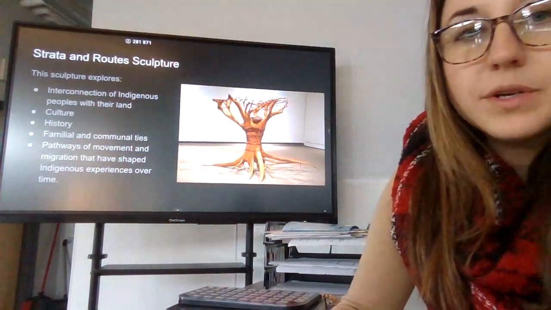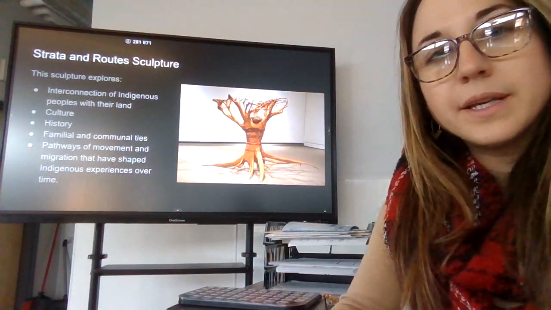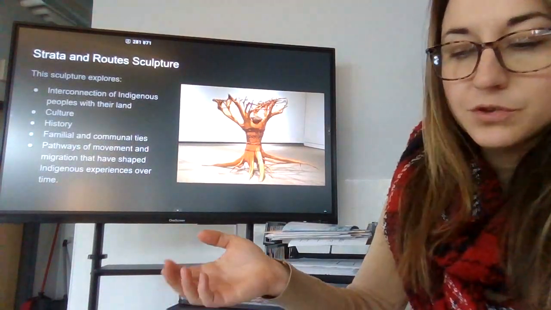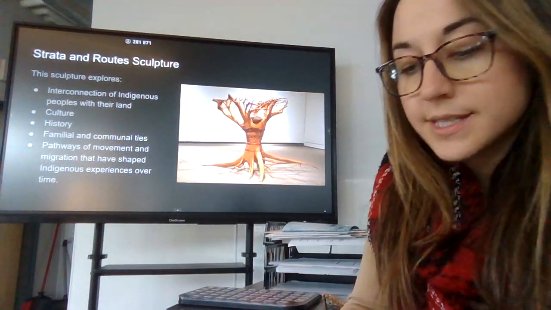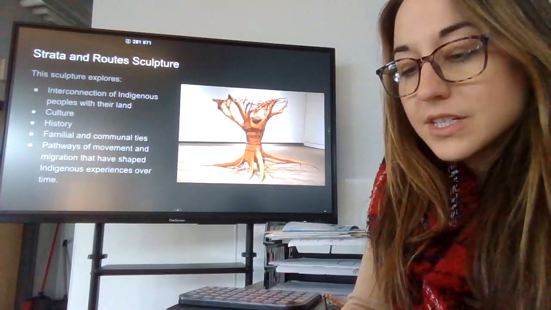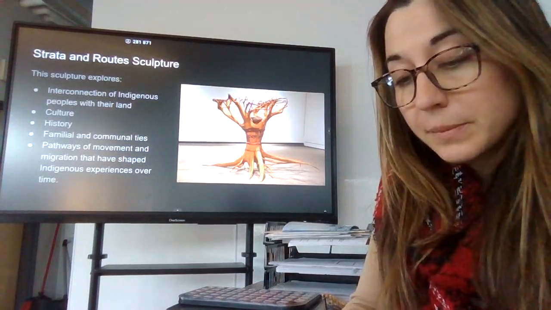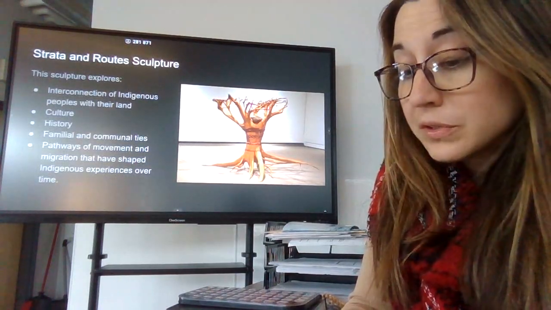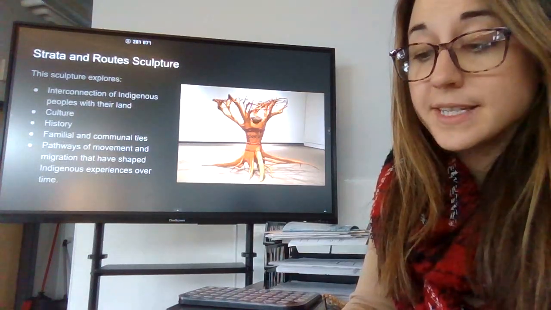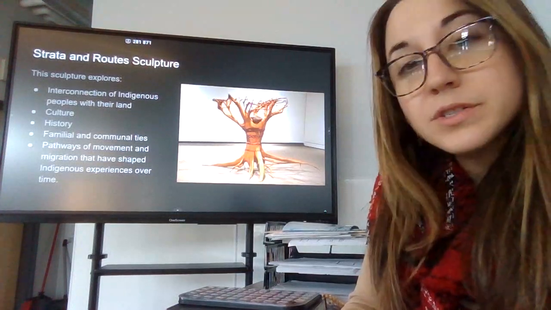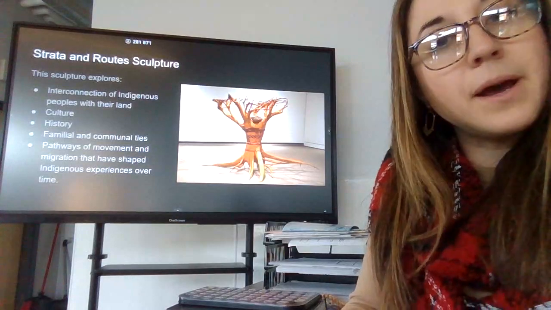So once students broke down that visual analysis of the sculpture, I'd share a little bit about what her intentions were for the sculpture. The Strata and Routes sculpture is exploring interconnections of Indigenous people and their land, her culture, some of the history of her people, familial communal ties, and pathways of movements and migration that have shaped the Indigenous experience over time. Those are some of the concepts and key ideas that our artist is thinking about.